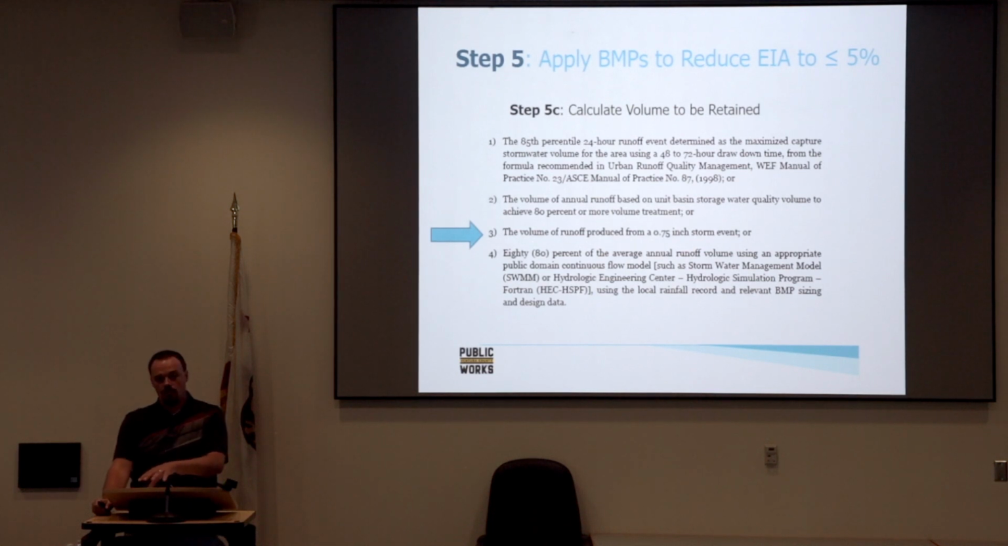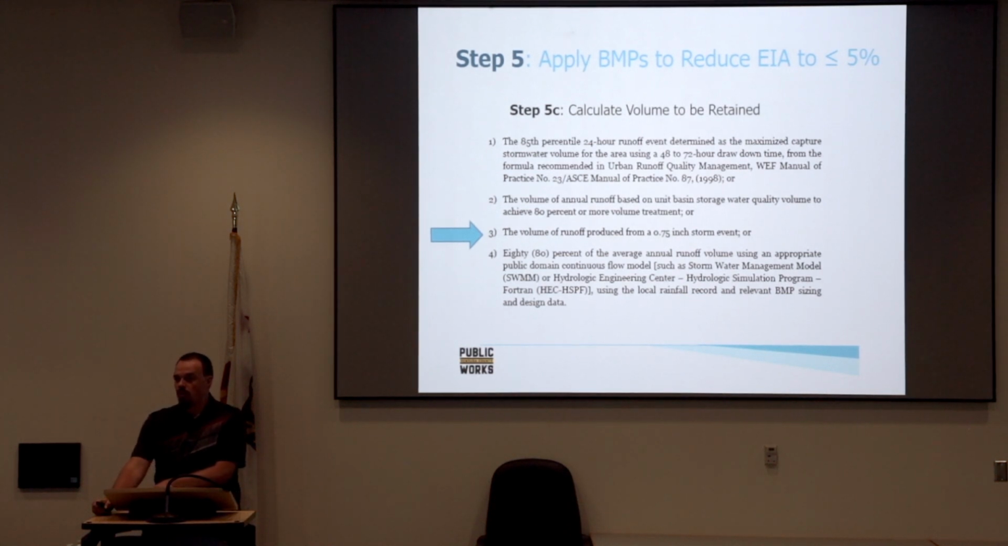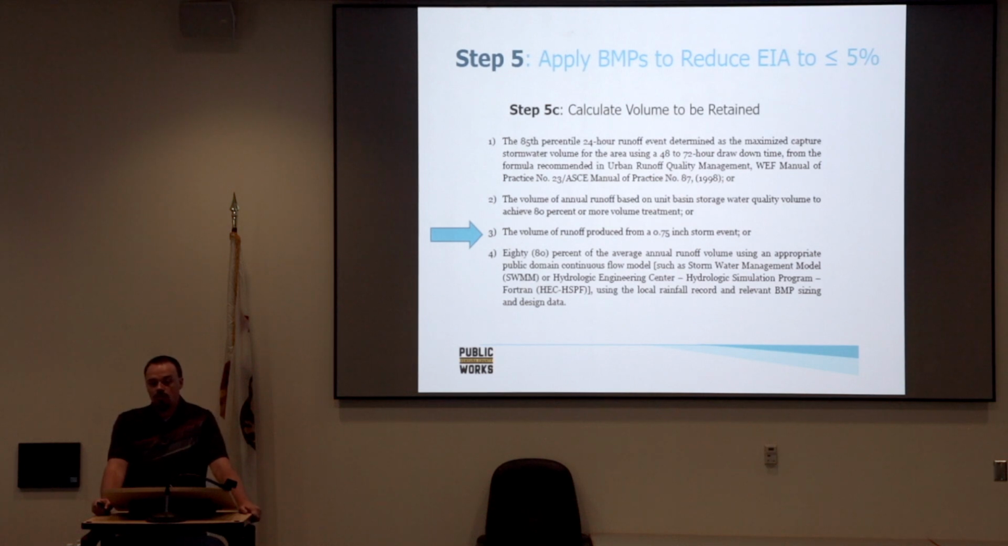Every example in here is all 0.75 inches, although in Appendix E, I think it is, they have the other 3. Appendix E, they do identify methods 1, 2, and 4 and how to follow those. So depending on where you are, this could be beneficial, it could be detrimental to the size of BMPs, but it's the easiest one to implement, so that's what most people go for.